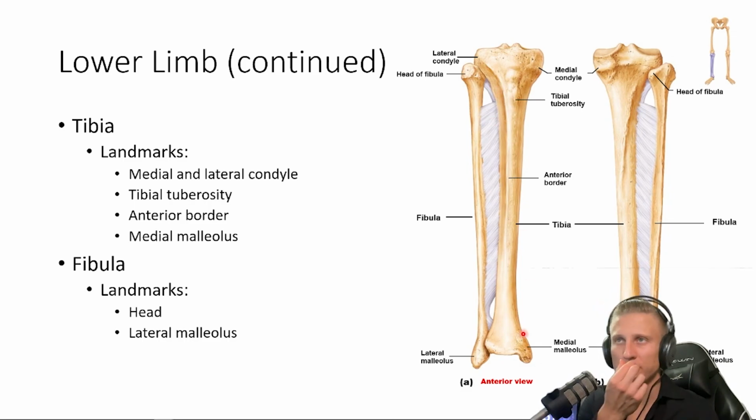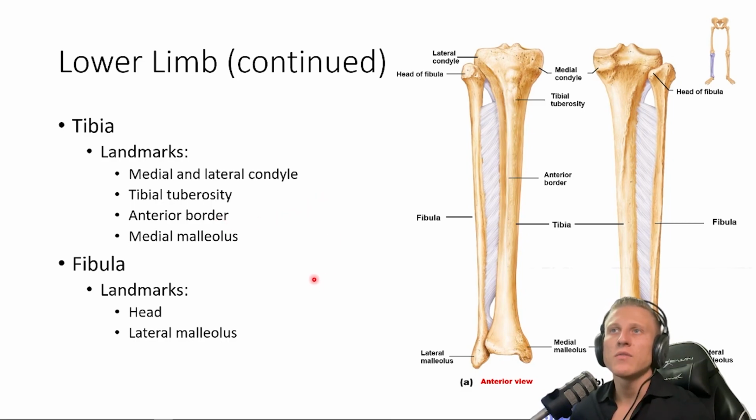We'll see how that relates to delineating some muscles next week. And then we have, let's see, anterior border we talked about, and the medial malleolus. Okay, so we had the styloid processes of the fibula and ulna in the forearm. Here we have the medial malleolus, okay, this very large chunky bit right here.